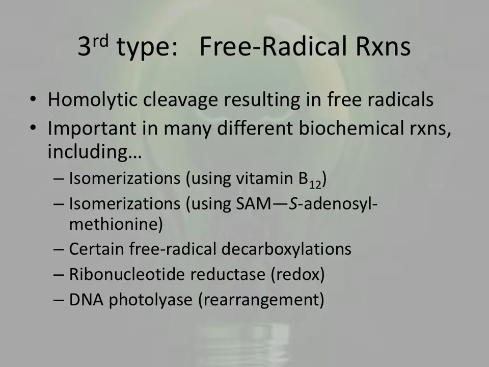Okay. The third type are the free radicals, which are really cool. They can be bad. However, sometimes they are necessary. Free radicals are special in the sense that they are homolytic. They have to be homolytic in order to become a free radical. They are important in biochemistry for a number of reasons. Sometimes isomerizations. One example is using cobalamin. Those are the cobalamin-dependent ones.